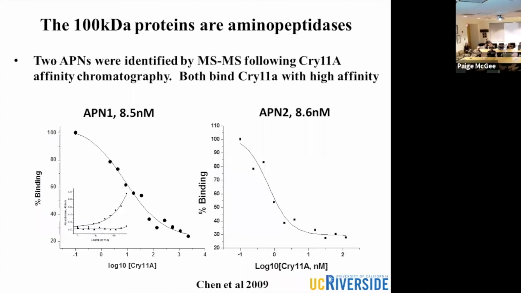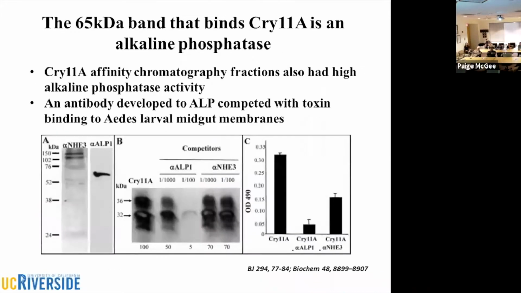so that they do play a role in the overall toxicity of the Cry11A toxin. Now, we also did a similar experiment like we did in cadherin, where we developed antibodies to alkaline phosphatase. And you can see in the middle panel where the antibodies are able to compete for the binding to alkaline phosphatase. So indeed, in this particular case, it is also an important mediator of toxicity.